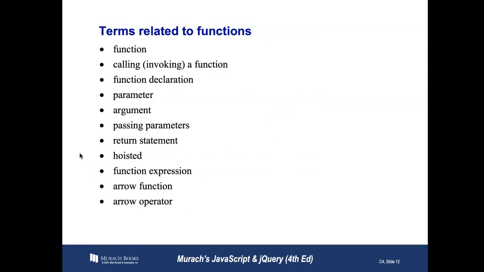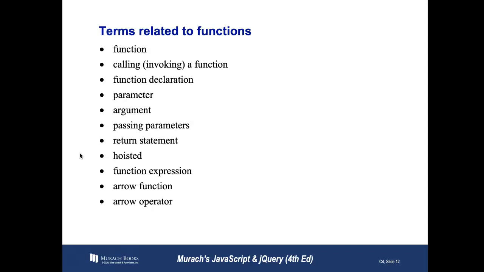Okay, so the terms related to our functions. The function, again, is a block of code that executes. Calling can also be called invoking a function. The function declaration is how we declare it. We could use it with the keyword, we could use it with the arrow syntax. Parameters are values that get sent to the function. Arguments are the values of those parameters that get sent. Passing parameters is how we send data to the function in order to do something. In this case, we used a subtotal and a tax rate.